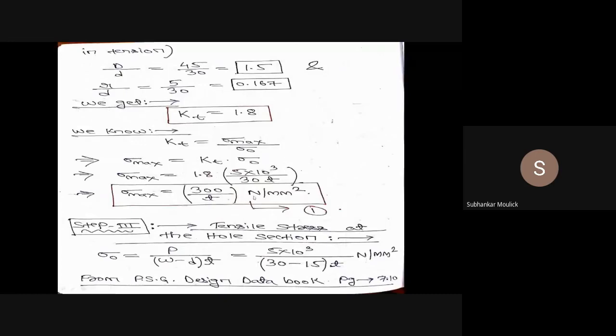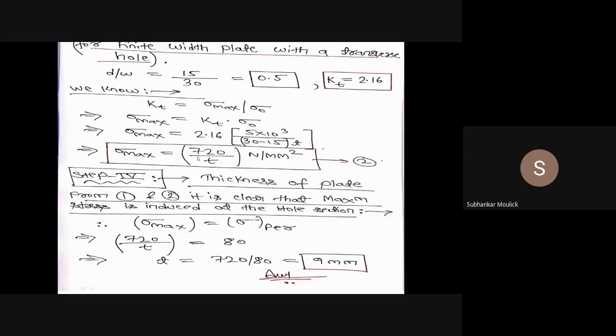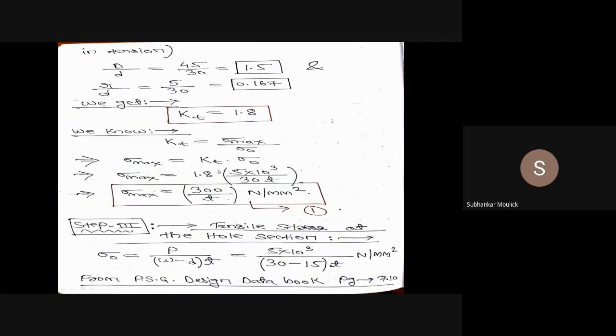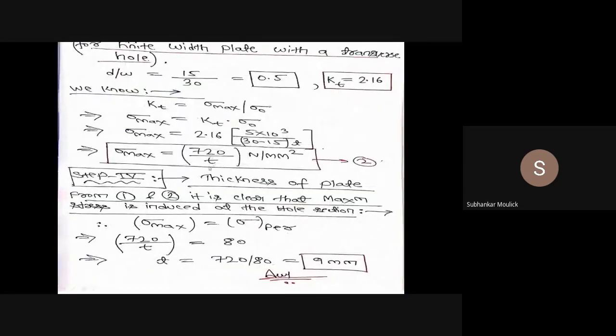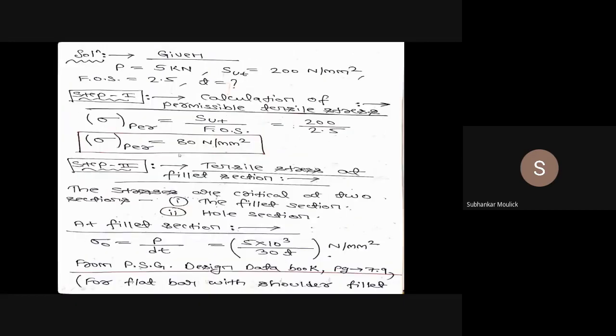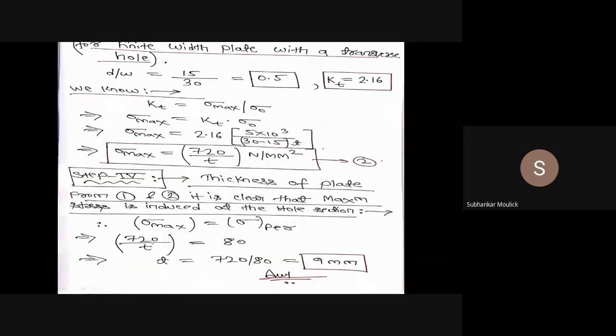So this whole cross section maximum stress, 720 by T Newton per millimeter square, I have to equate with the maximum permissible stress of the problem. That means whatever be the value of T, once you divide, 720 by T should be either equal to or less than 80 Newton per millimeter square. Equating 720 by T to 80, you will get the thickness of the plate to be 9 mm.